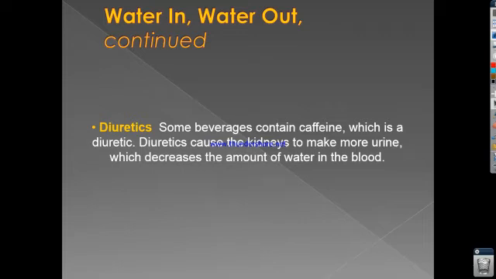Some beverages contain caffeine, which is a diuretic. A diuretic causes the kidneys to make more urine, which decreases the amount of water in the blood. When you drink beverages that contain water and caffeine, the caffeine increases water loss.